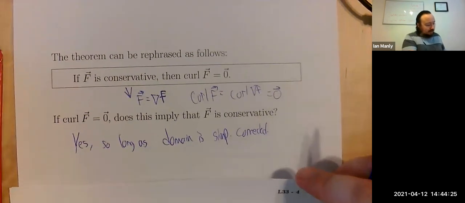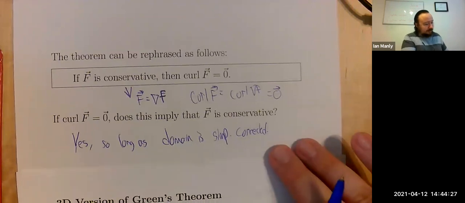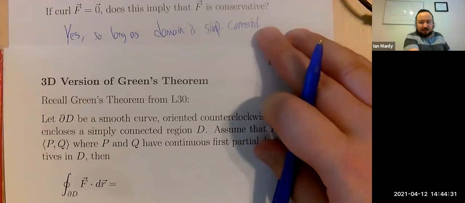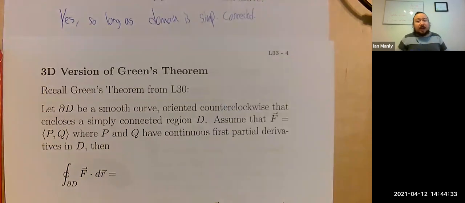Okay. Let me kind of just set up what we're going to do for next time. Now that we know what the curl is, we can finally get to the 3D version of Green's theorem, where we have a vector field with three components.